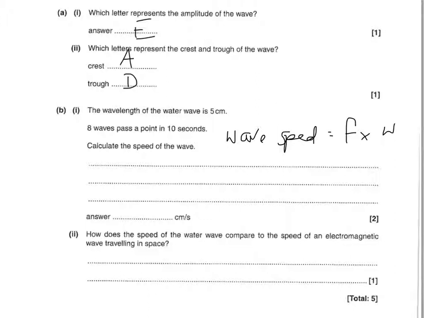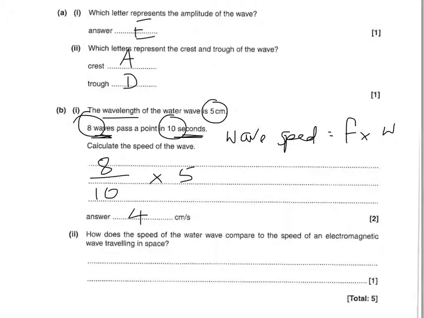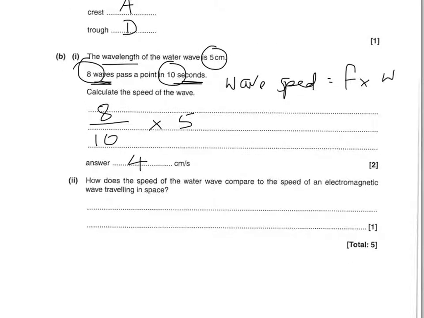So the first thing you've got to do is work out the frequency. So frequency is how many waves there are per second. So you've got to do 8 divided by 10 to work out the frequency, and then times that by the wavelength, which is 5. So it's 8 divided by 10 times 5, which is 4 centimetres per second. So that's quite a tricky question that we had to use 2 different formulae to work that out. Then it says, how does the speed of the water wave compare to the speed of an electromagnetic wave travelling in space? So basically the speed of the water wave is a lot less than the speed of an electromagnetic wave. That's all you have to say. Or you could say the electromagnetic wave is much faster than the water wave.